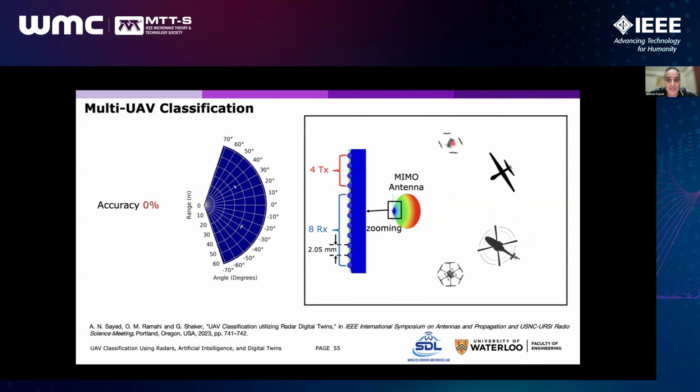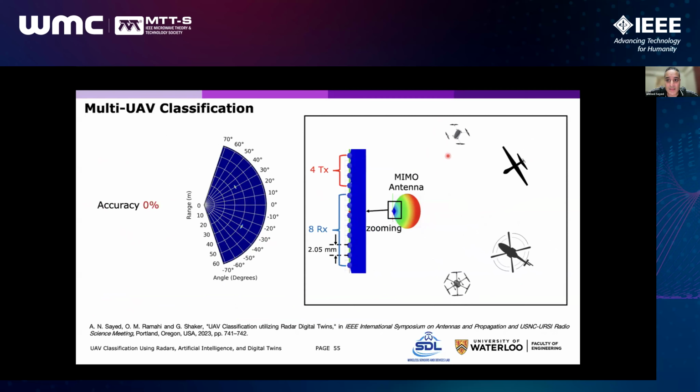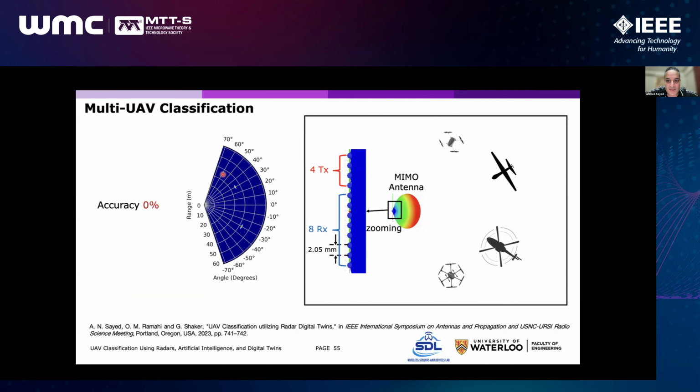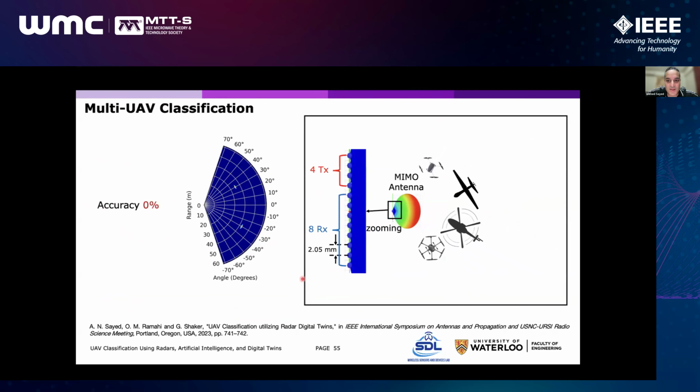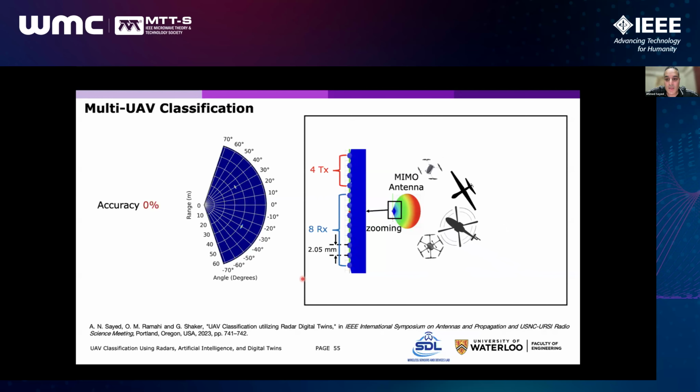But by increasing the number of drones in simulation, adding 2 different drones at wider angles, and these drones were smaller in size than the others, the radar couldn't detect the drones at the 60 and minus 60 angles. And of course, the machine learning model couldn't classify that we have 4 different drones in this scenario.